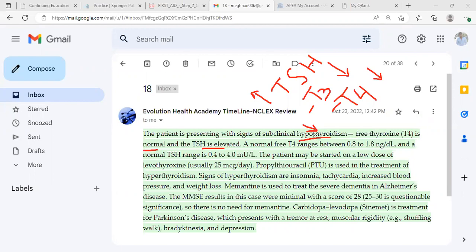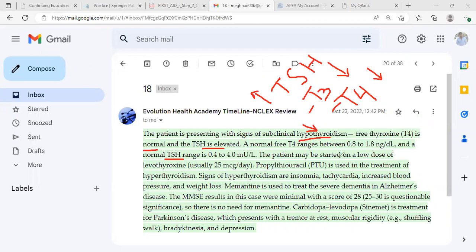So this patient has hypothyroidism. Free thyroxine is normal, but TSH is elevated. Maybe it is normal today, but after 1 month, if it's untreated, if you do not take action, it should go down. A normal free T4 range is between 0.8 to 1.8 ng/dL, and the normal TSH range is 0.4 to 4.0.